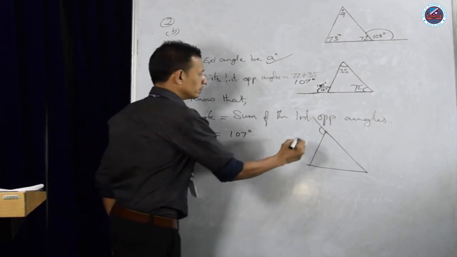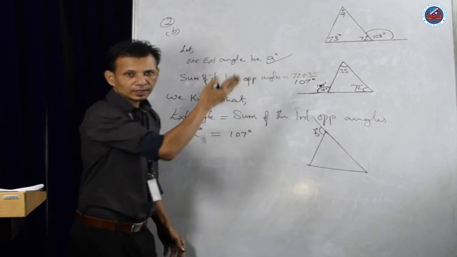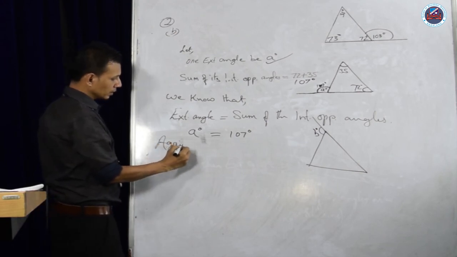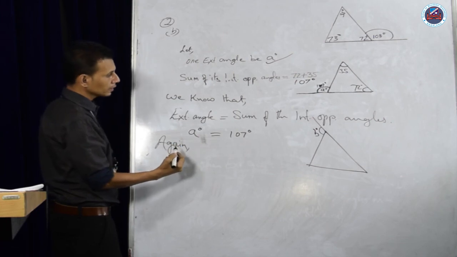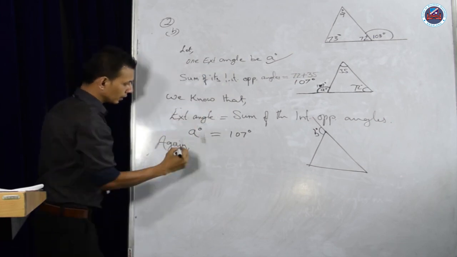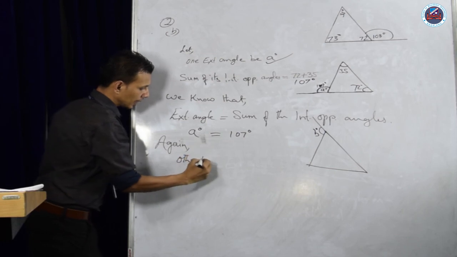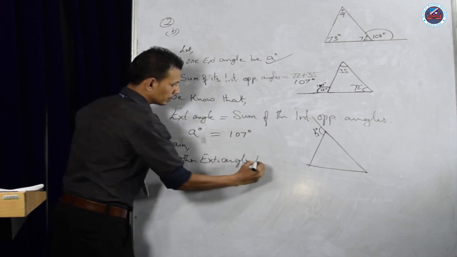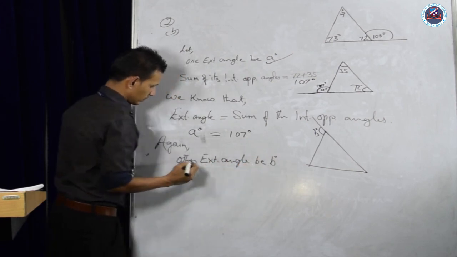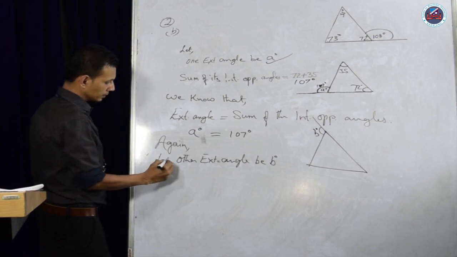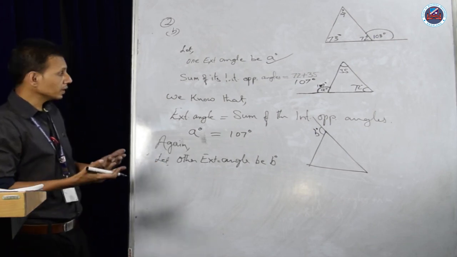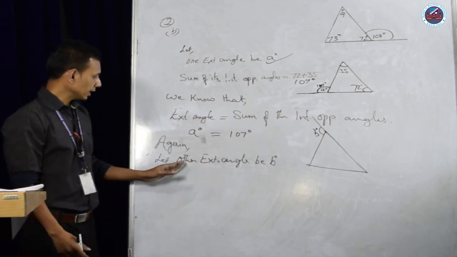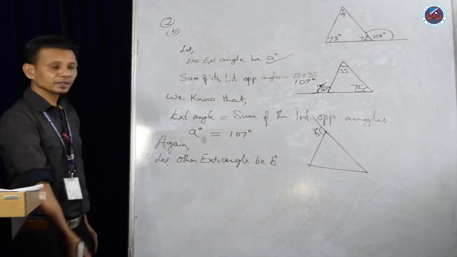If you extend one line, you get one exterior angle outside. Now let us take B here. Since A we took, now let's take B. Again, same question, one exterior angle. Now you will say the other exterior angle. Let me write here, let it be B degrees, we are just assuming that. Let the other exterior angle be B degrees.